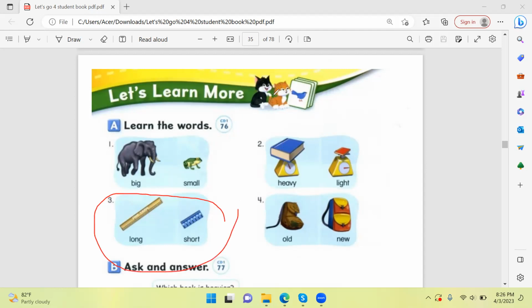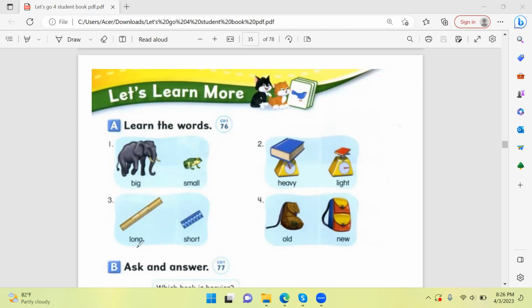So can you please read this one first? Long. It's long. And what object is this? What thing is this? Is it an eraser or a ruler? Ruler. Okay, very good. It's a ruler. So here, it's a long ruler. How about this side? It's short. Short ruler. Very good, short ruler.